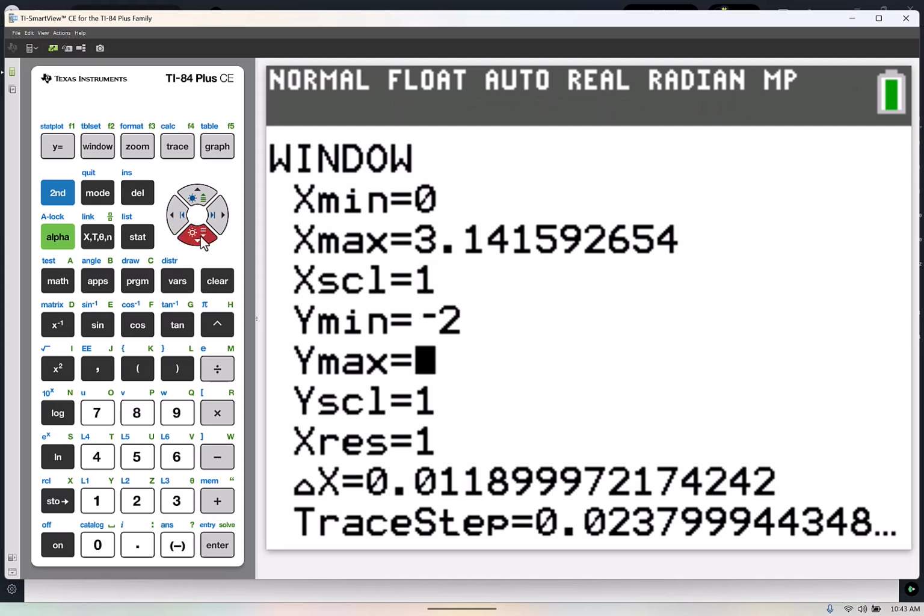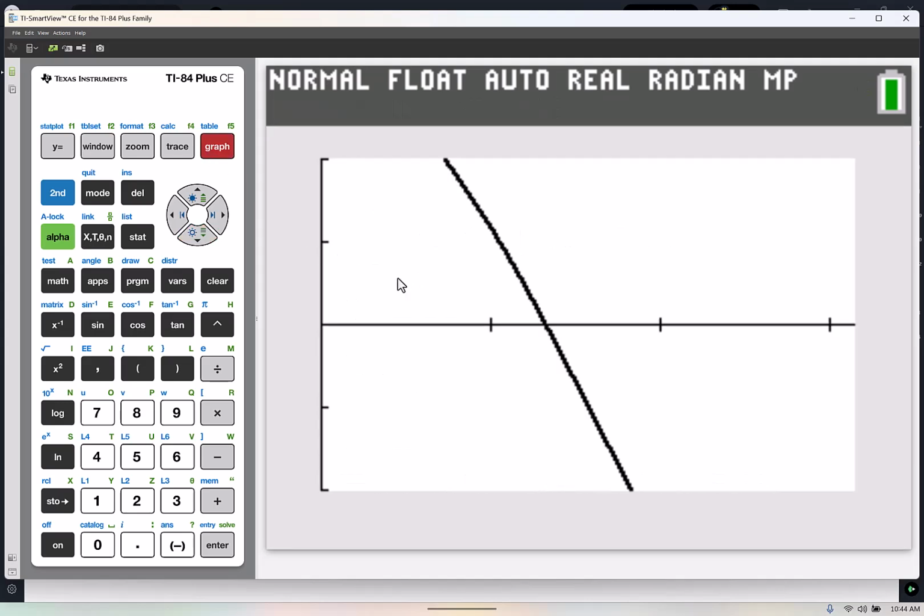There are ways to make it faster, but the faster you make it, the less accurate it'll be. You see where it says trace step? That's how often it does a pixel. If you put 0.1, it'll go faster, but it won't be as accurate. Does that make sense? So I would leave it alone for accuracy.